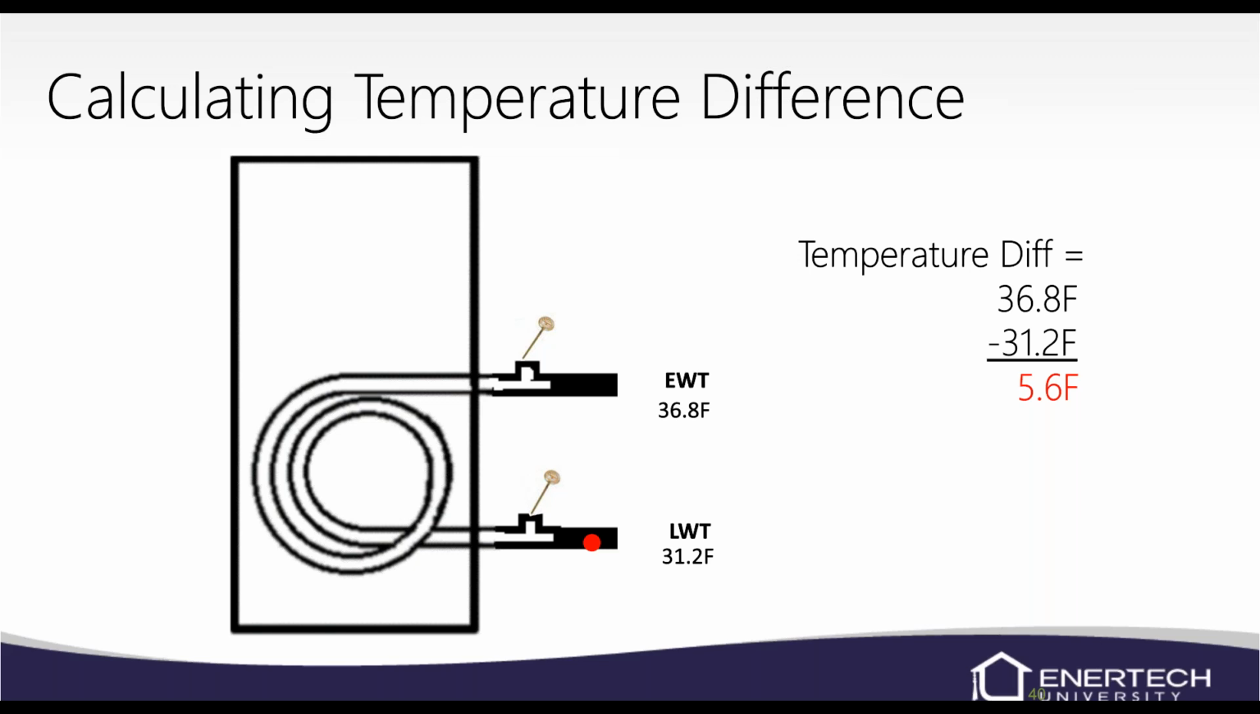We can also look at the temperatures of the water. If it's 36.8 in and 31.2 out, then we're extracting heat, so we're in heating mode. If we had 31 in and 36 out, then we're rejecting heat to the loop field, so we would be in cooling mode.